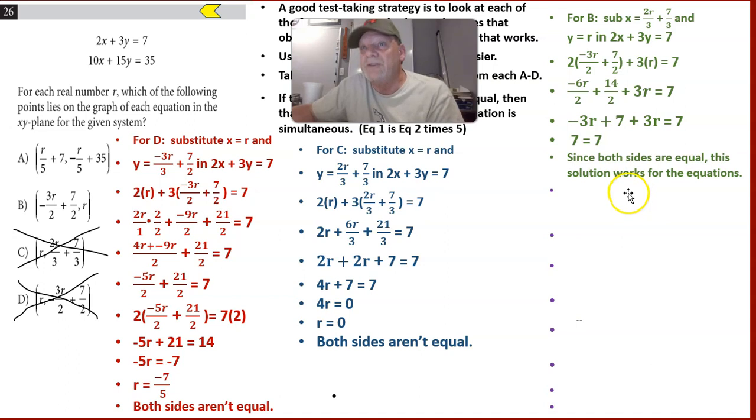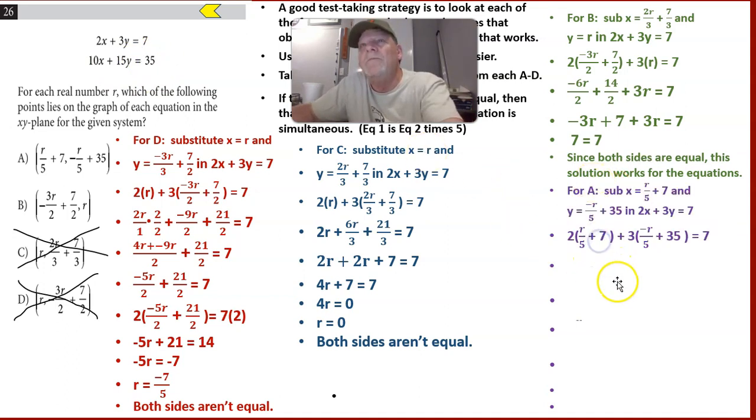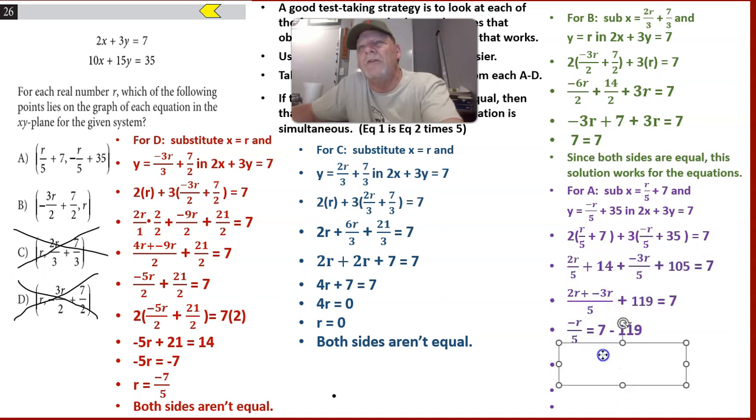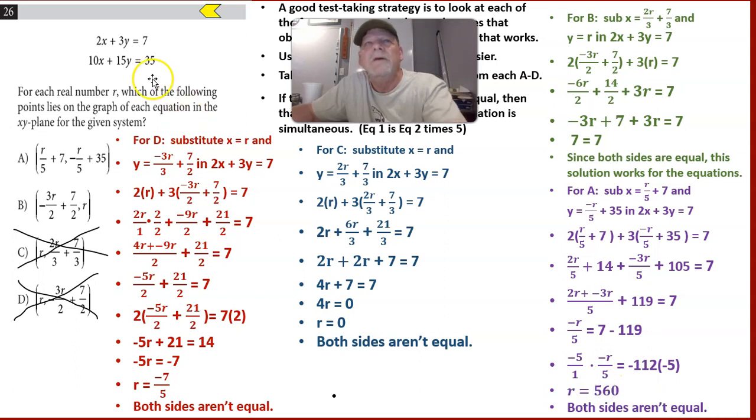Well, guess what? 7 does equal 7. It is an identity, which means that it is on the first equation. Now, you can plug it in on your own to get the second one, but I'm telling you, since they're equal, it will be equal. And then D is not going to work, and you can see all the steps here. And so, A does not work, B does.